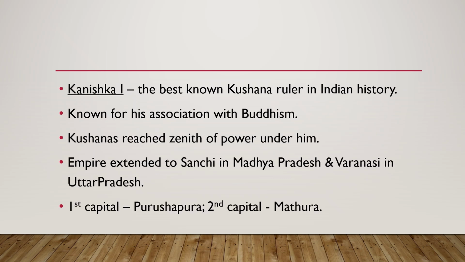The Cadphises rulers were succeeded by Kanishka I, who is the best known Kushana ruler in Indian history, particularly because of his association with Buddhism. The Kushanas reached the zenith of their power under Kanishka I. The Kushana Empire at its peak extended to Sanchi in Madhya Pradesh and to Varanasi in Uttar Pradesh. Mathura appears to have been the second capital city, the first being at Purushpura near modern Peshawar.